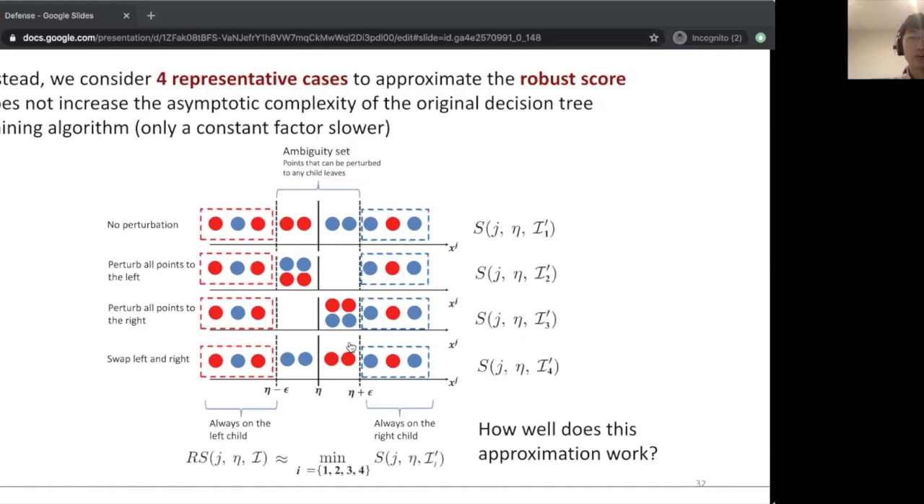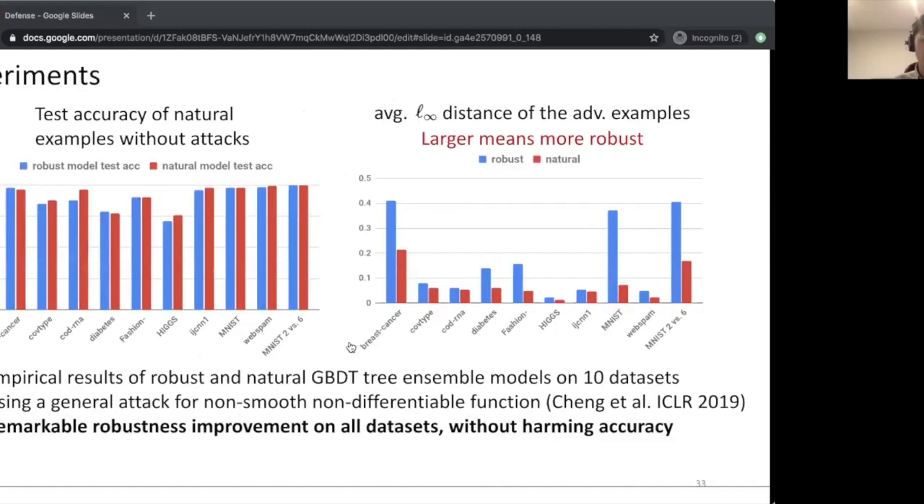These 4 scenarios are no perturbation, or we put all points in the ambiguity set to the left, or we put all points in the ambiguity set to the right, or we just swap the points in the ambiguity set. This seems like a very rough approximation, but how well does it work? Surprisingly, it works pretty well. So now let me go over the experiments.